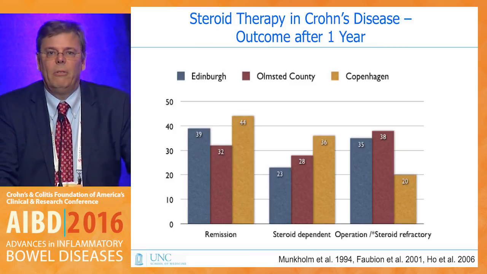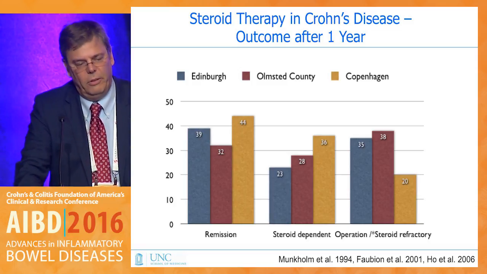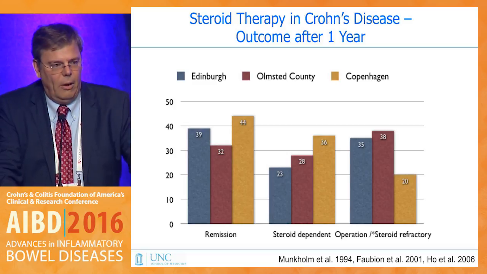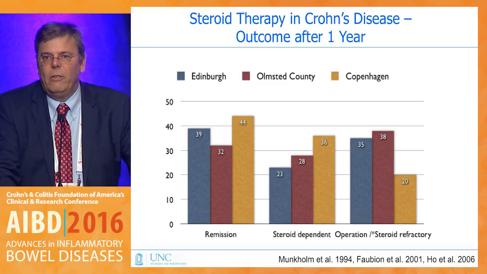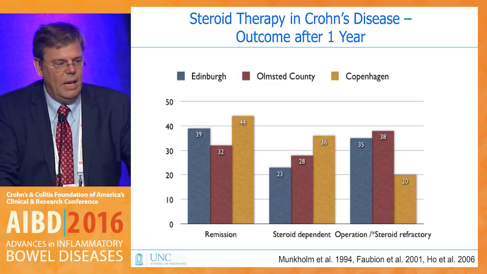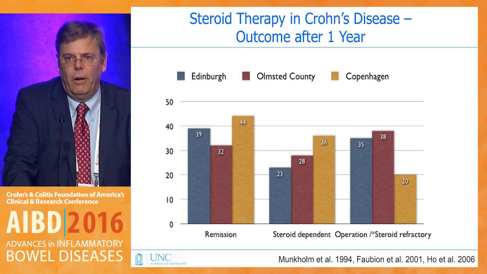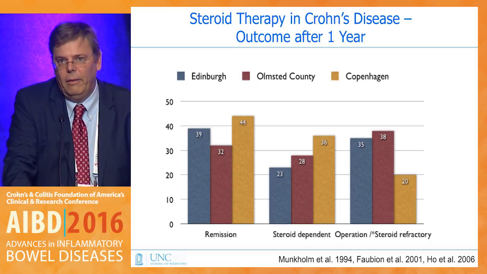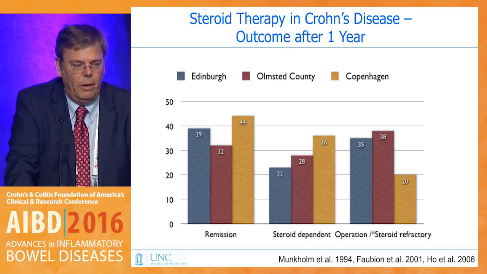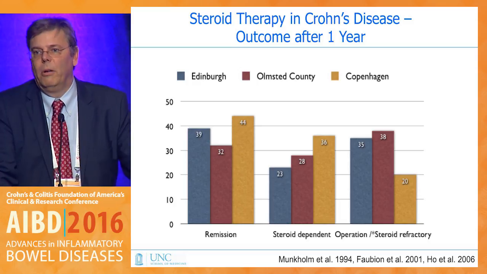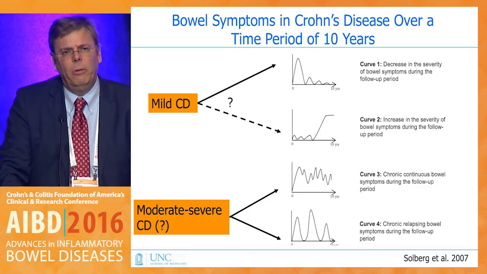Then you can look at how they responded to their first therapy, and perhaps define whether this was more mild versus moderate to severe. Again, this is population-based data from Olmsted County, England, Edinburgh and Copenhagen. These are patients with the first diagnosis of Crohn's disease, and they got their first steroid taper. After 1 year, about 39 to 44% were in remission and off steroids. Is this mild disease? Probably. They were not on azathioprine. But 2/3 of the patients were steroid dependent or steroid refractory and needed surgeries. So this is clearly more moderate to severe disease. And then you can define it according to the bowel symptoms of the patient.